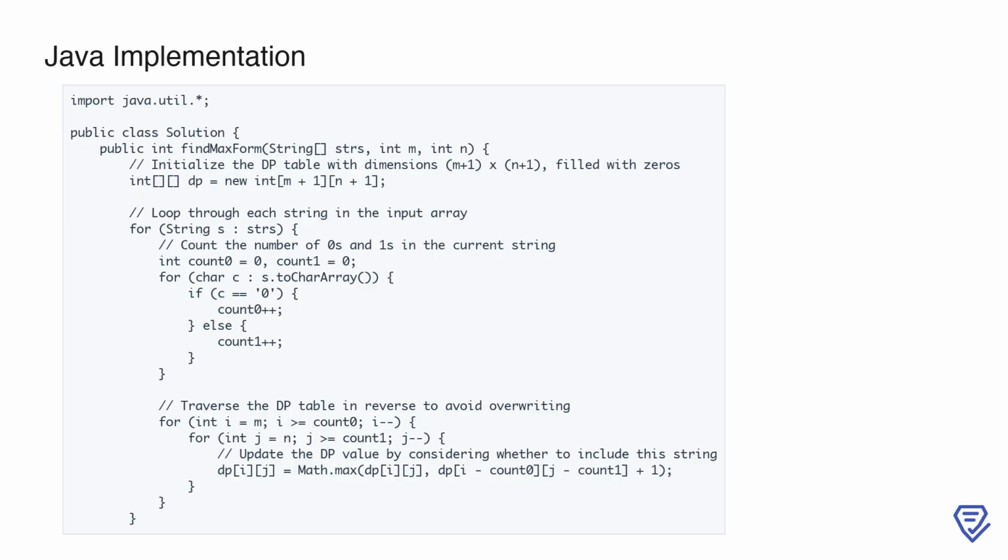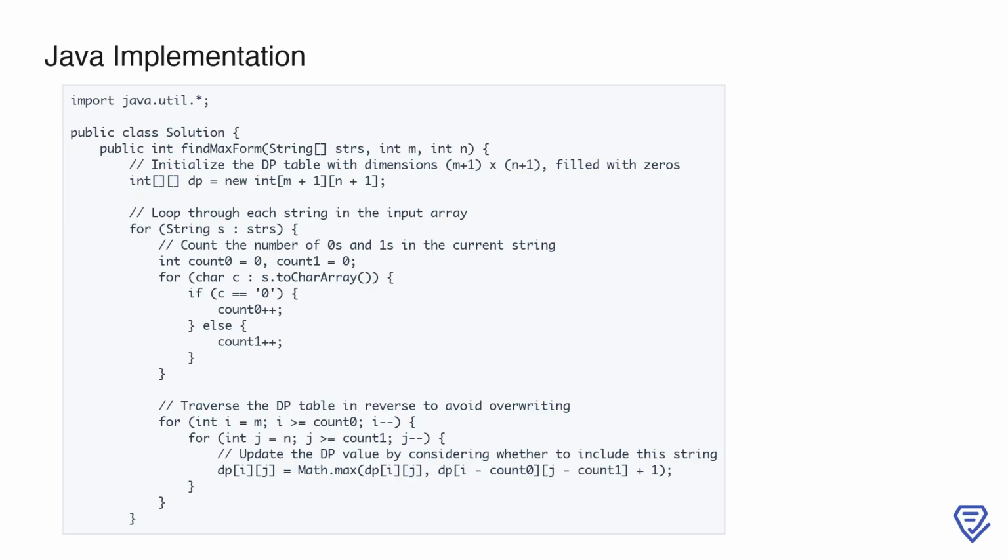Next, we loop through each string in the input array. For each string, we count the number of zeros and ones it contains. This is done using a simple loop over the characters of the string, incrementing count0 for zeros and count1 for ones. Once we have the counts, we traverse the DP table in reverse order.